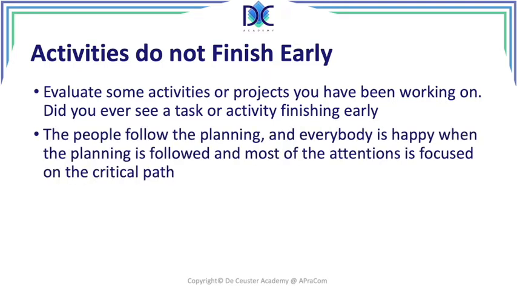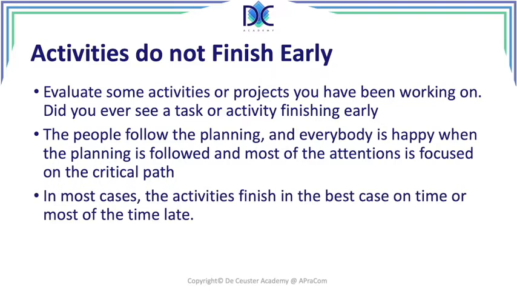People follow the planning and everybody is happy when the planning is followed, and most of the attention is focused on the critical path. So people are looking at the activities on the critical path, what's happening there, and doing activities faster or, for example, extending activities not on the critical path creates also what we have, critical path convergence. So when we concentrate on that critical path, we're trying to optimize everything for it. It's basically, in our case, the constraint that we are using to manage the project.